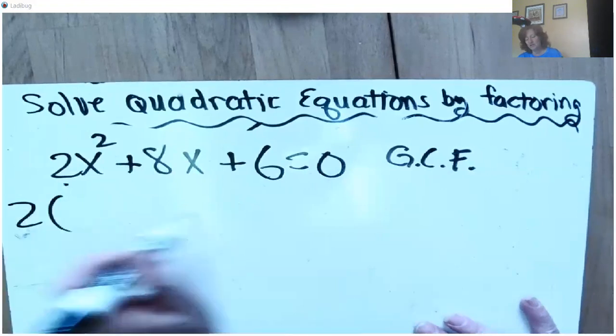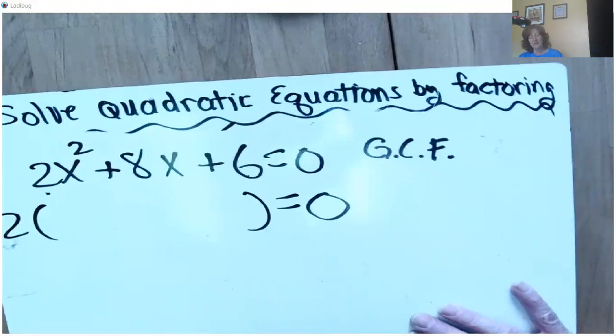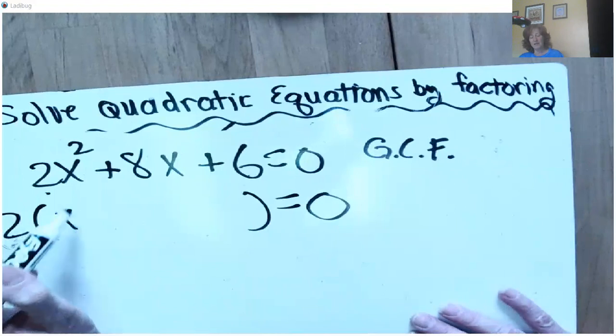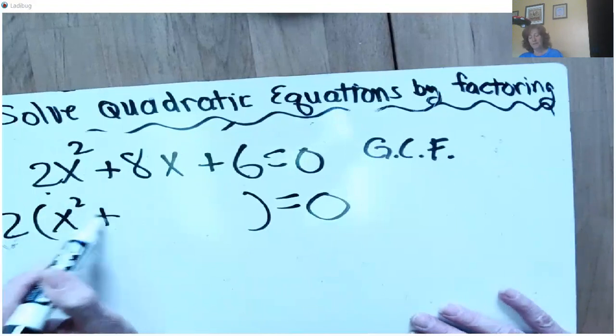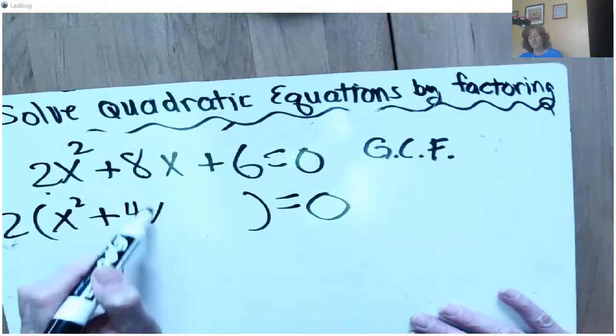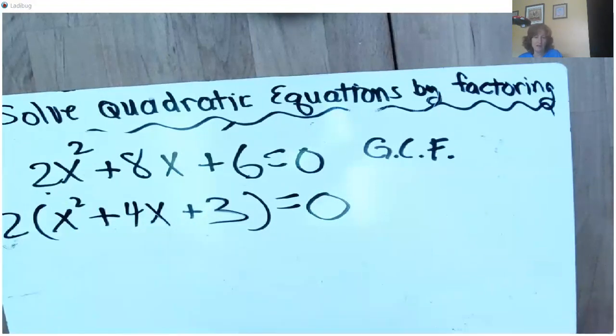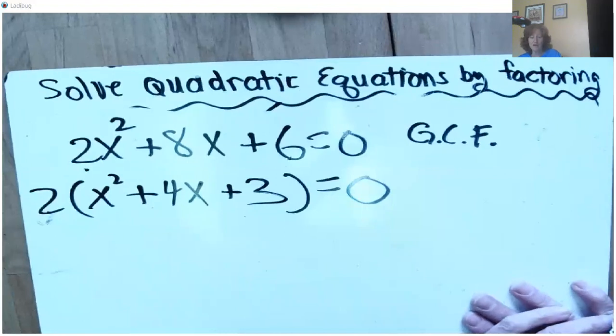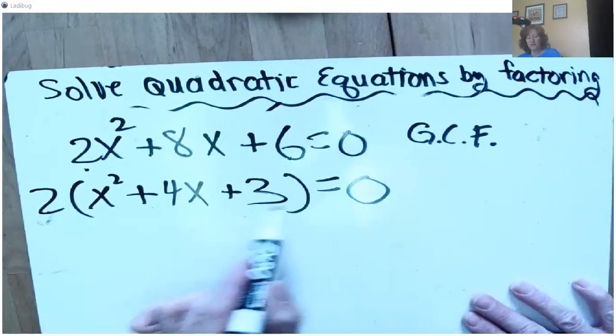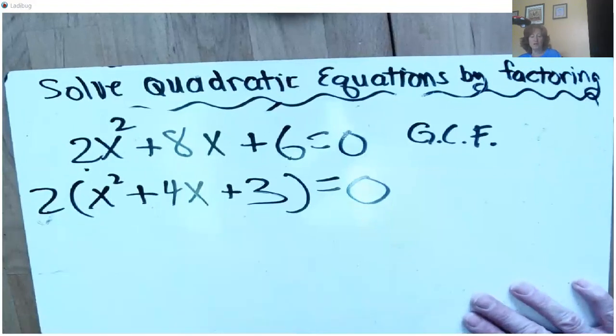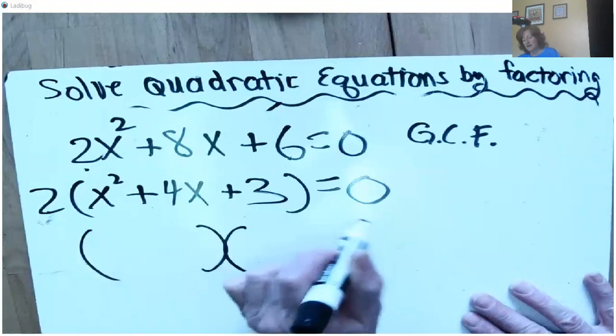So you factor out a 2 first, and that leaves us with x squared, 8 divided by 2, 4x, and 6 divided by 2 is 3. Okay, so there's our first part. Now we're only concerned with the trinomial in the middle here. So we'll factor that.